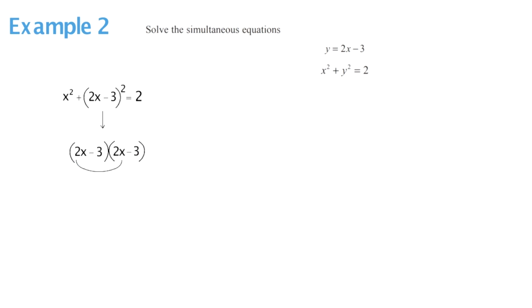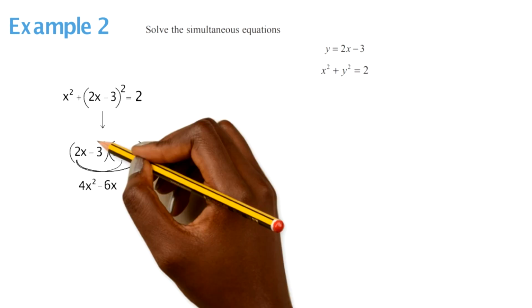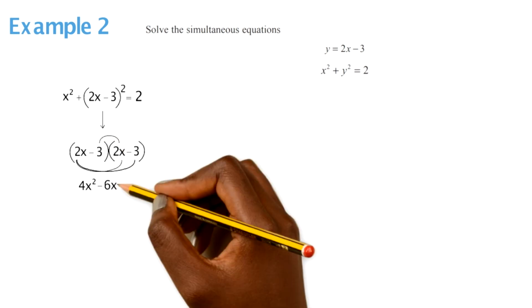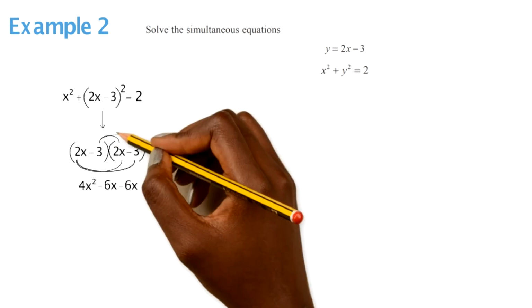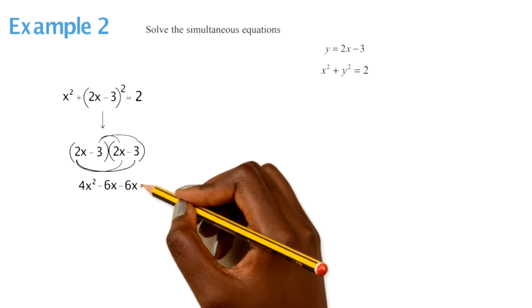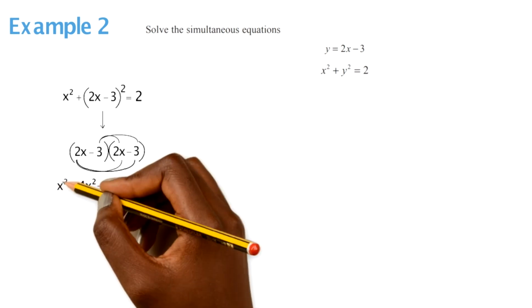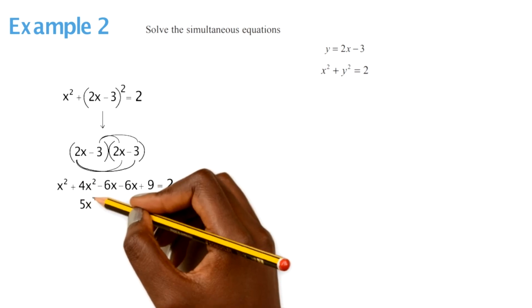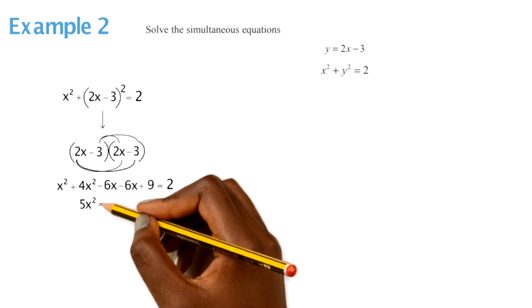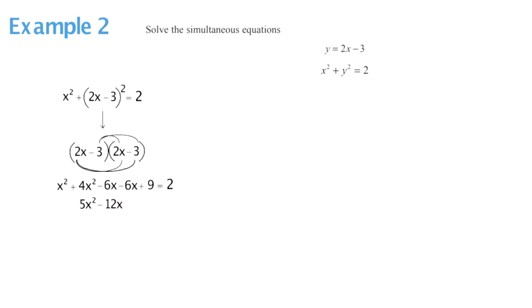So it's going to be 4x squared minus 6x minus 6x again plus 9. And again, bring down the x squared and bring down the equals to 2. Then we're going to rearrange this, simplify it, and make it equal to 0. So that's going to be 5x squared minus 12x plus 7 is equal to 0.